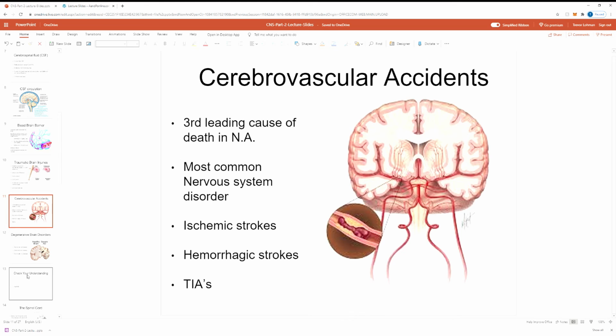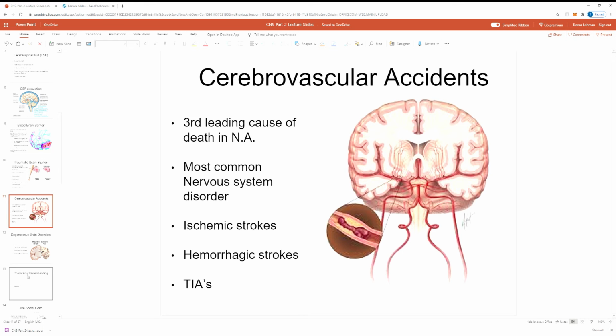Then we have cerebrovascular accidents, CVAs or strokes. These are all kind of synonyms. This is the third leading cause of death in North America. However, this is really not a neurological disorder. Of course it is, because those are the symptoms we see, but strokes are really the same thing as a heart attack. The underlying disorder is the same.